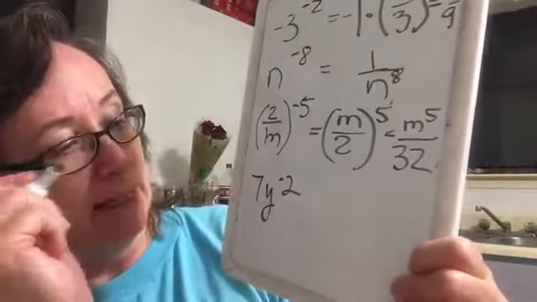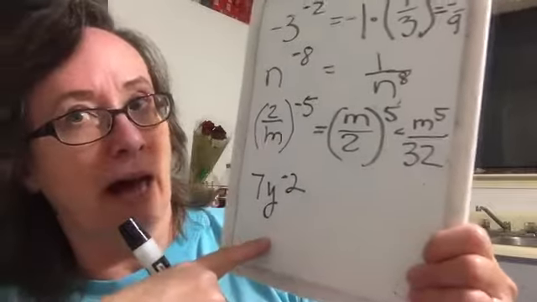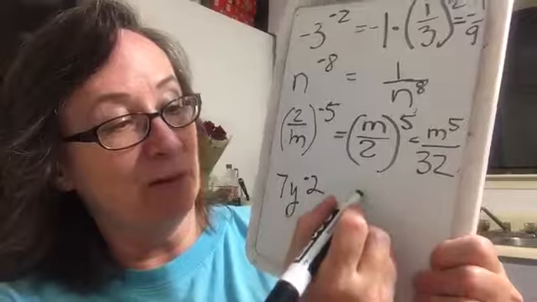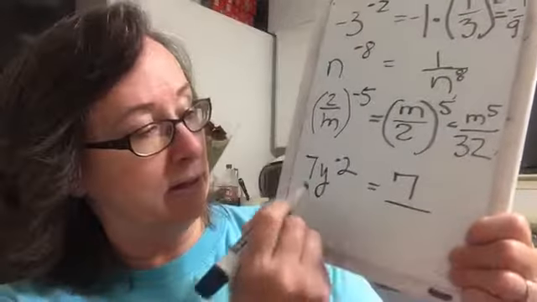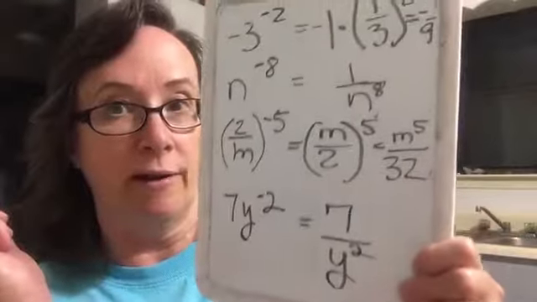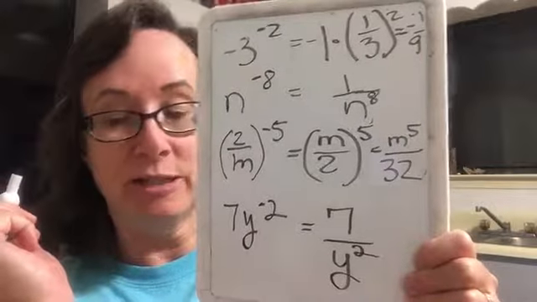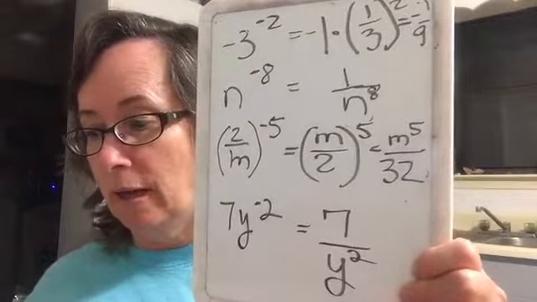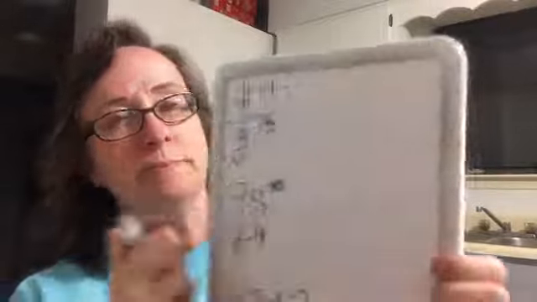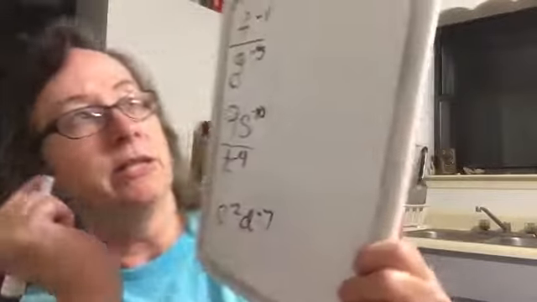The last one is only the y has the -2 exponent. The 7 will stay in the numerator. The y will go to the denominator with a square. So there's that board of explanation examples. Now I'll take our little rule off of here, and now we have some more to do.